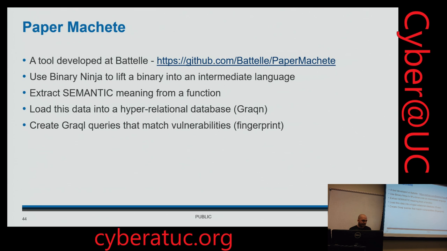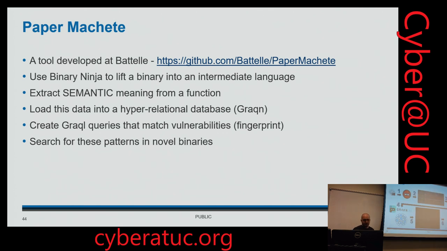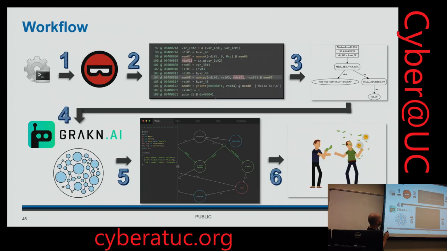If we find a vulnerability, we can say, all right, anything that has these characteristics might also have this vulnerability. So we can create a Grackle query that matches everything with those relationships to search for these patterns in new things without having to verify it by hand or look at it yourself. Here is another example of the workflow. We take a binary, load it into Binary Ninja, which pulls out the machine code and lets you reason about it. We lift that into an intermediate language, pull out the semantic relationships between the data, load that into a hyperrelational database, build Grackle queries that match those relationships, and then we get our free zero days, which is awesome.